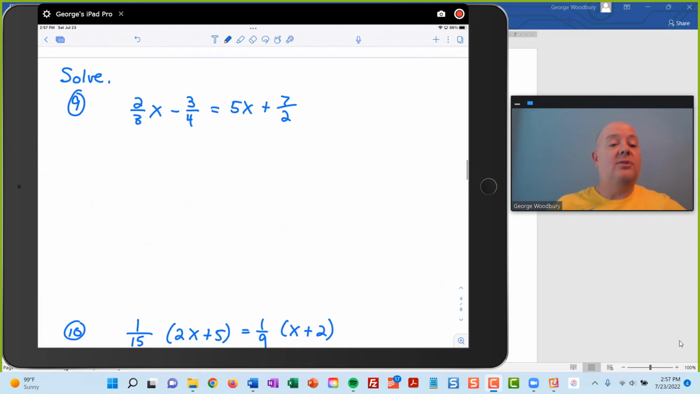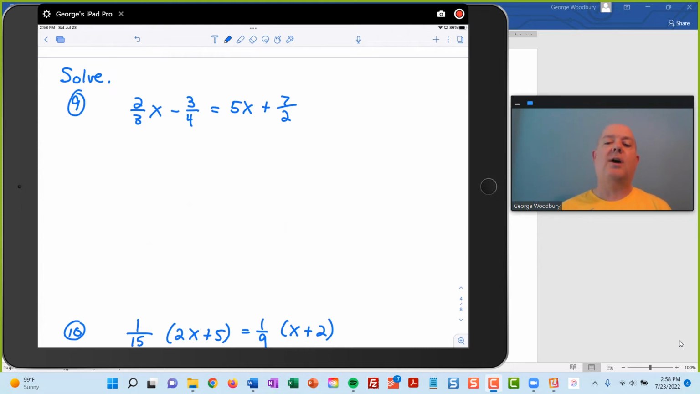The problem that's listed is number 9. I have 2/3 x minus 3/4 equals 5x plus 7/2. And I could solve it just like the last couple, get all the variable terms to one side by maybe subtracting 2/3 x, but then I've got to deal with some fraction arithmetic, which I'd rather avoid if I could. Also, getting the constant terms together means I'm going to have to combine 3/4 and 7/2, more fraction arithmetic.